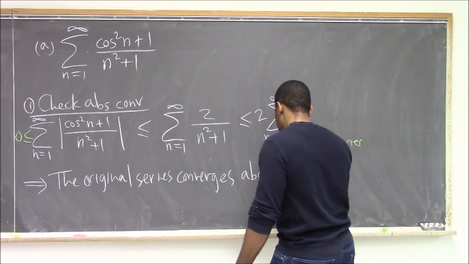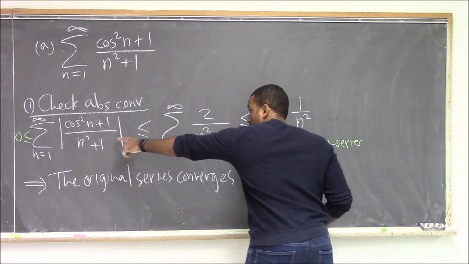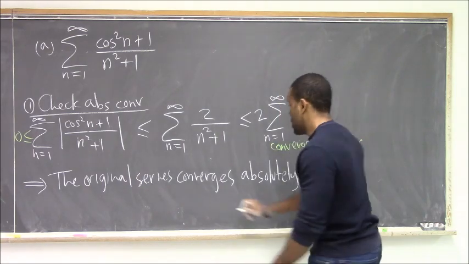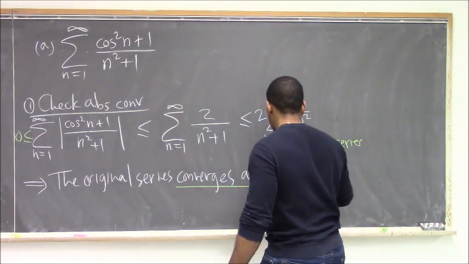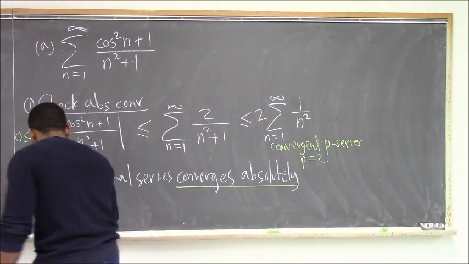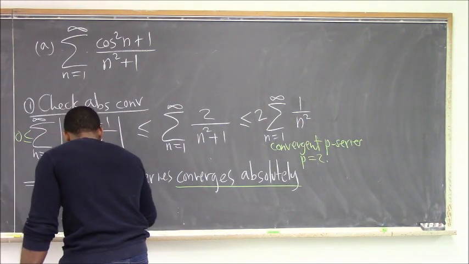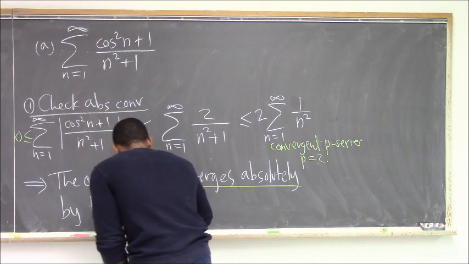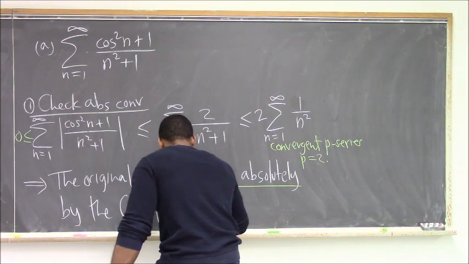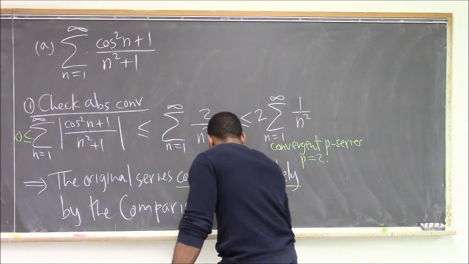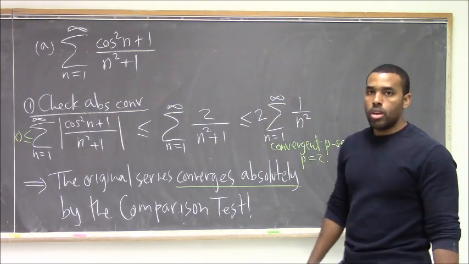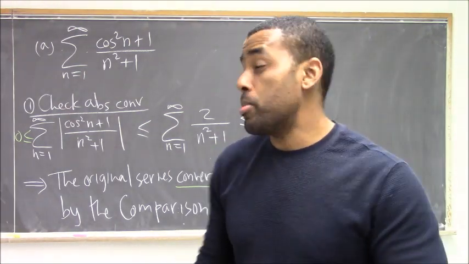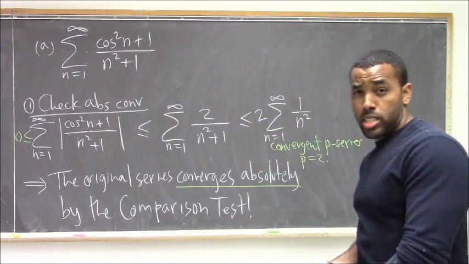How do I know it converges absolutely? Because the series with absolute values around it converges. How do I know that the series with absolute values around it converges? Well, by the comparison test. Okay. And that is the solution to the first problem. I think that's a pretty typical way to actually approach this problem.